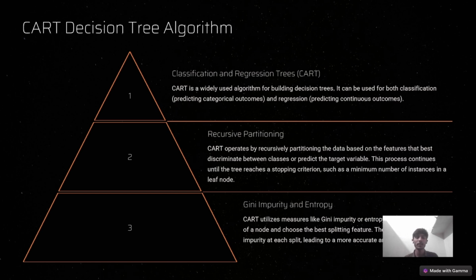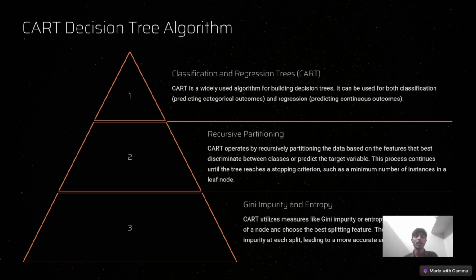Recursive partitioning. CART operates by recursively partitioning the data based on the feature that best discriminates between classes and predicts the target variable. This process continues until the tree reaches stopping criteria such as minimum number of instances in a leaf node.